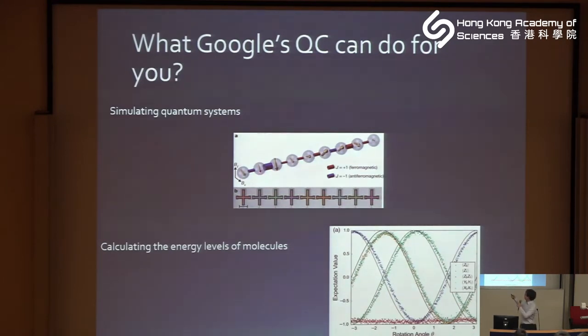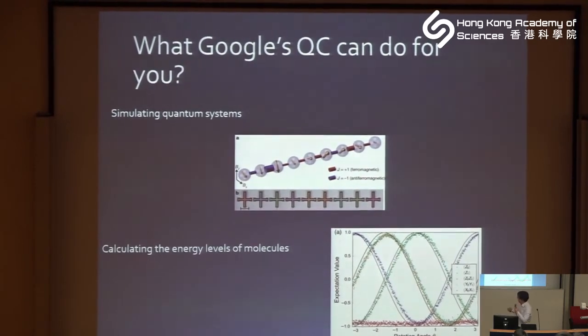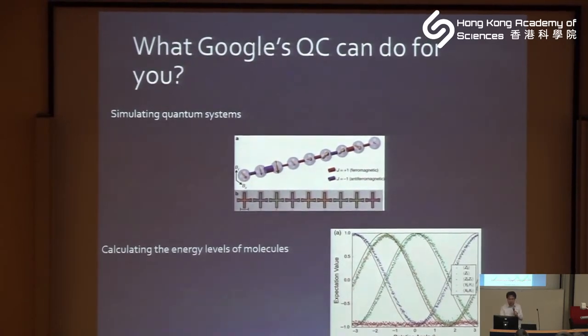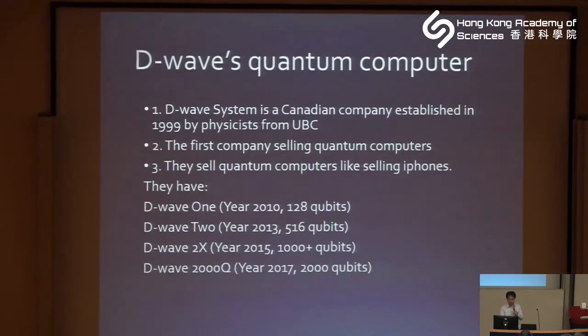You have 1, 2, 3, 4, 5, 6, 7, 8, 9. So 9 spins, they interact with each other. You can use 9 crosses to simulate a quantum spin system. Or you can use them to calculate some energy levels of molecules, like that. So you can really use that to do some simple calculations.